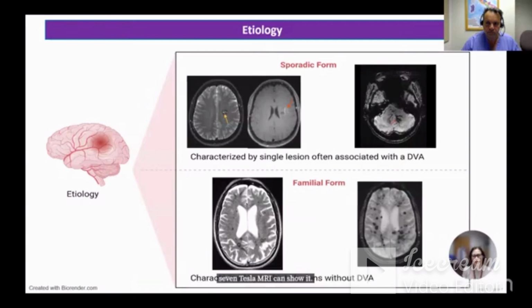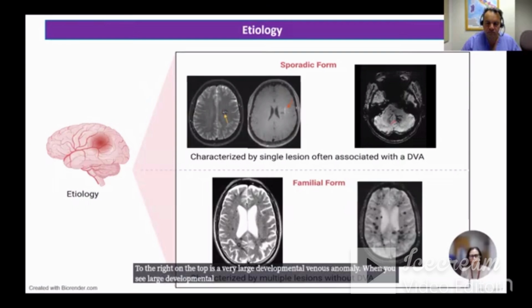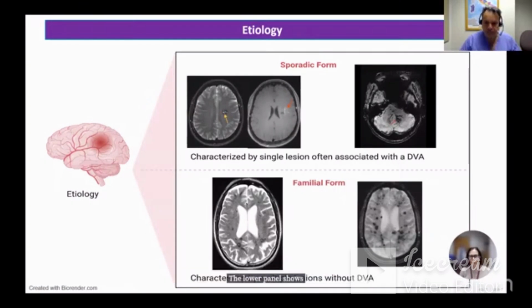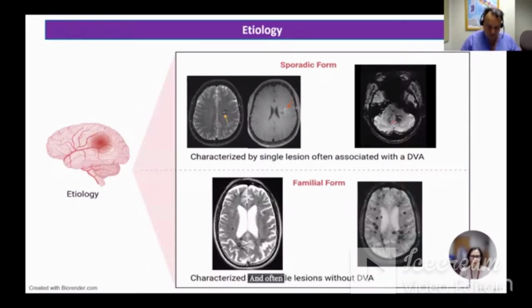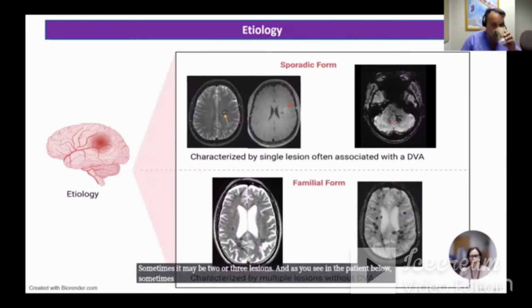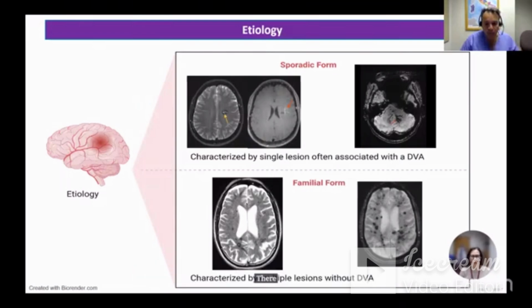To the right on the top is a very large developmental venous anomaly. When you see large developmental venous anomalies, sometimes they can be associated with multiple cavernous malformations surrounding that DVA. The lower panel shows the typical familial form. So typically there is more than one lesion and often without a developmental venous anomaly. Sometimes it may be two or three lesions, and as you see in the patient below, sometimes there are more than 50 or even more than 100 lesions.